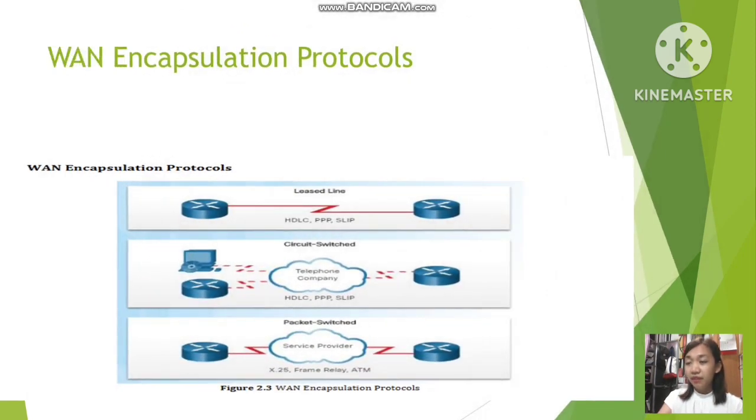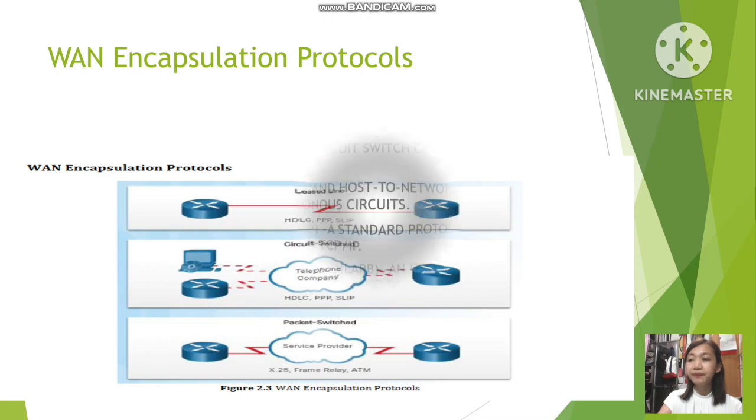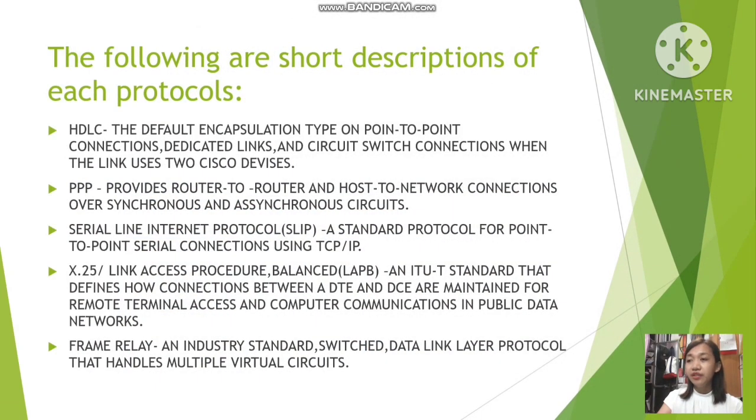And next, we have the WAN encapsulation protocol. On each WAN connection, data is encapsulated into frames before crossing the WAN link. To ensure that the correct protocol is used, the appropriate layer 2 encapsulation type must be configured. The choice of protocol depends on the WAN technology and communicating equipment. The following are short descriptions of each protocol. HDLC, the default encapsulation type on point-to-point connections, dedicated links, and circuit-switched connections when the link uses two Cisco devices. Next is PPP, which provides router-to-router and host-to-network connections over synchronous and asynchronous circuits.